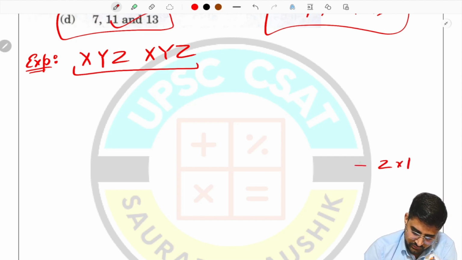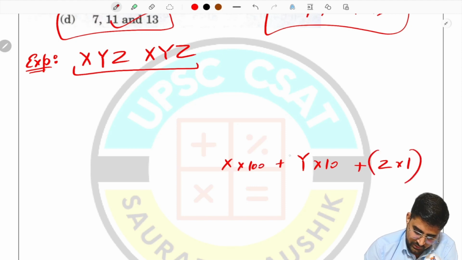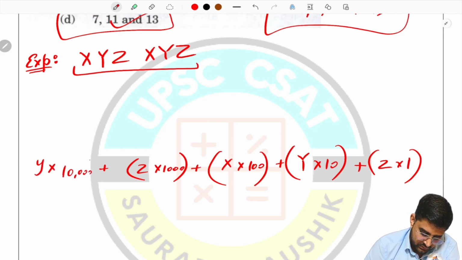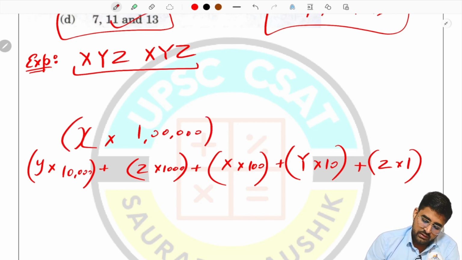Y is at the 10th place. X is at the 100 place. Let me do the bracket thing also. Z is our 1000 place. Y is our 10,000 place. And X is our 100,000 place. No issue at all.